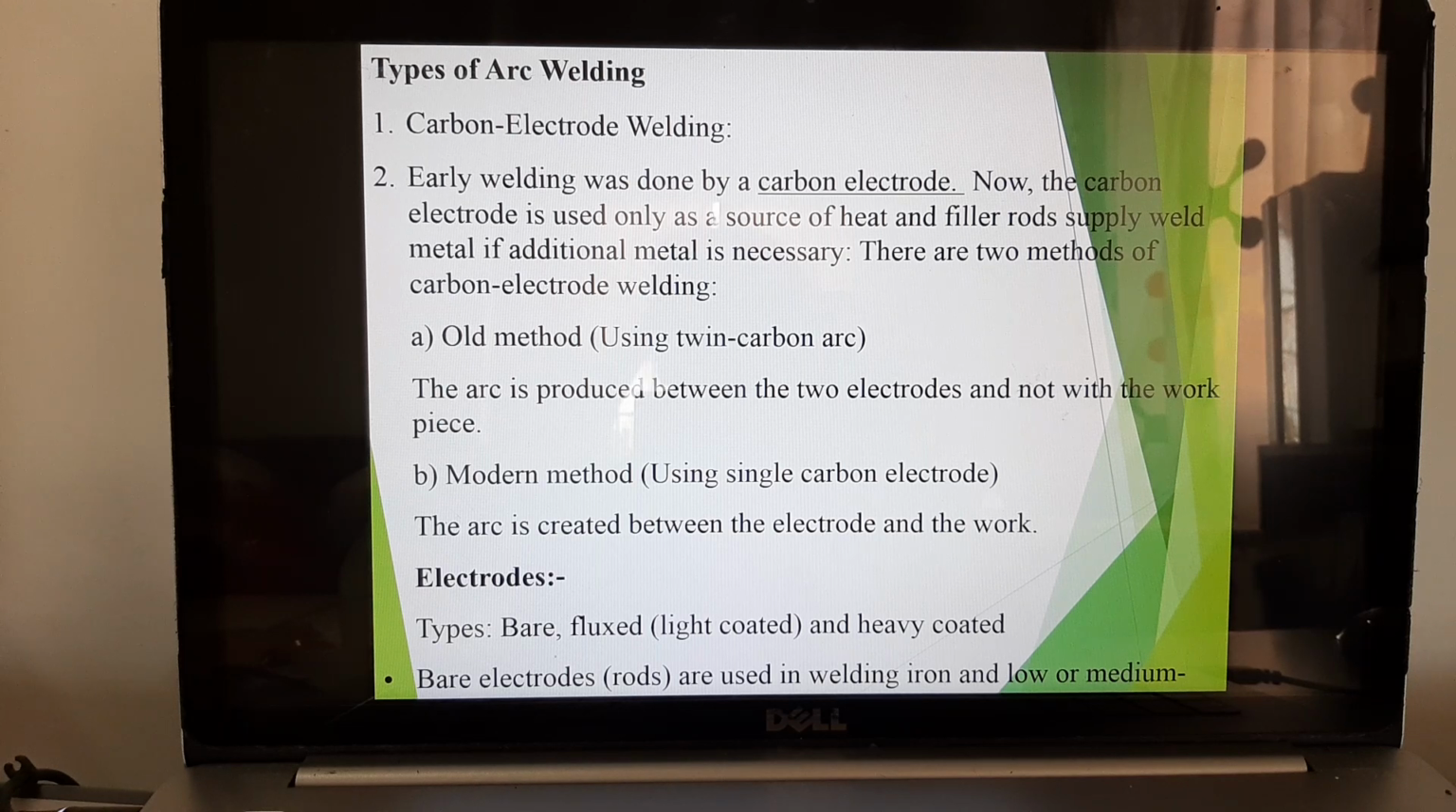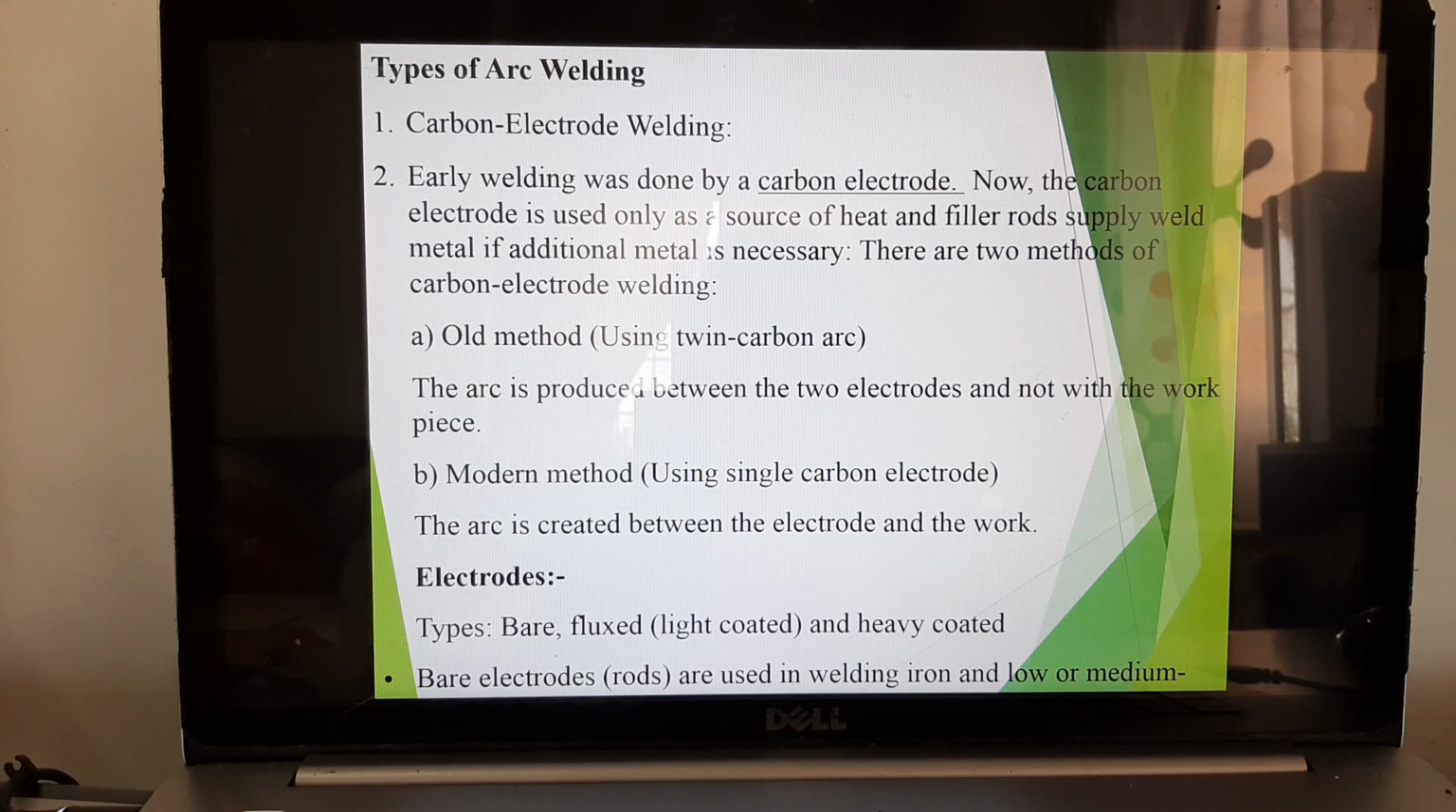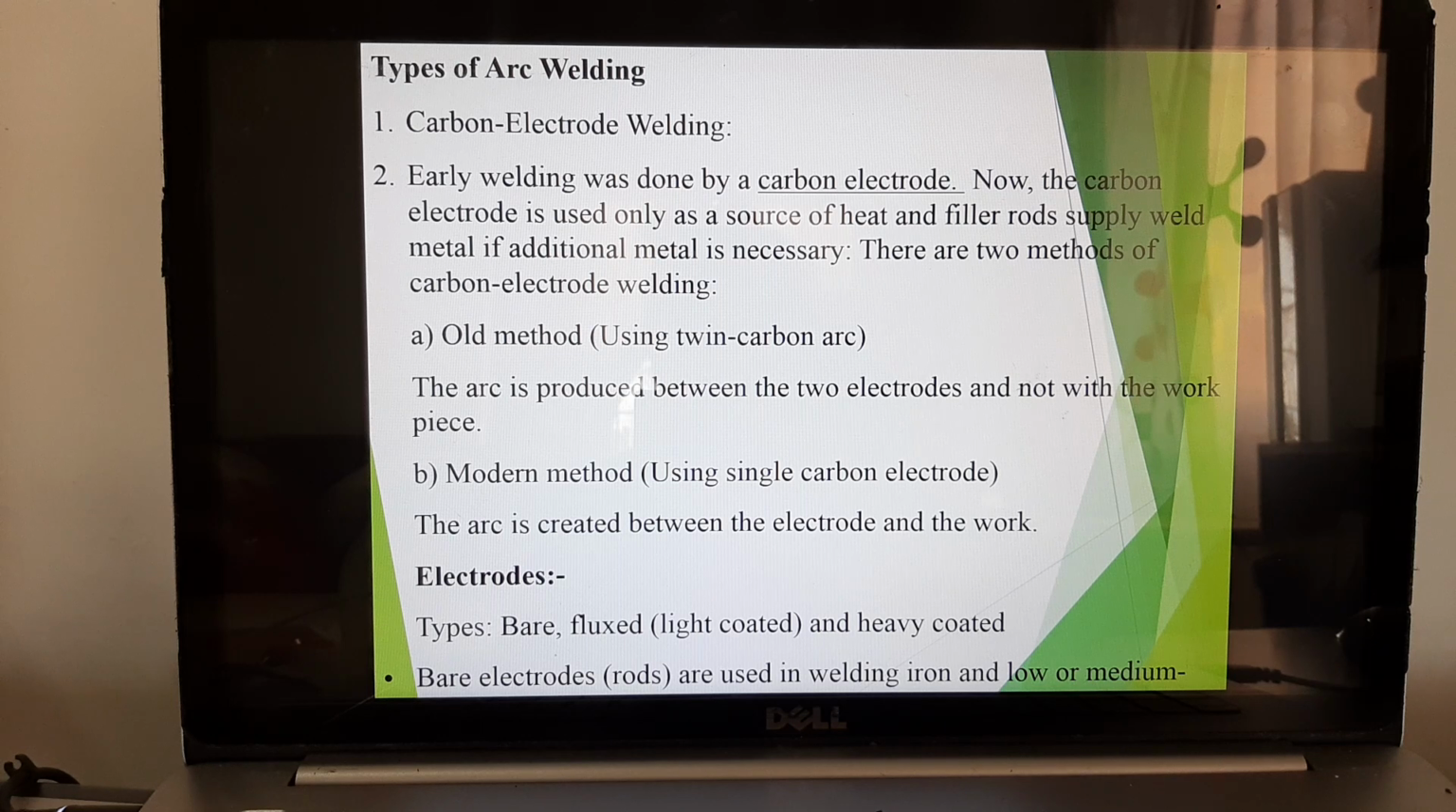If you remember during your manufacturing processes class, you did use an electrode. When the electrode melts and deposits and becomes smaller and smaller, eventually when it becomes very tiny, you will not be able to use the electrode again. So you need to replace your electrode with a new electrode and then continue your welding process.